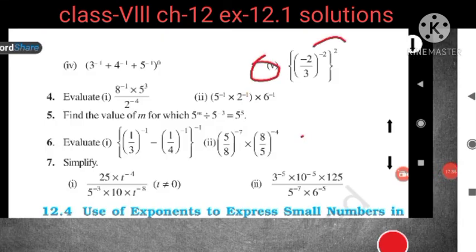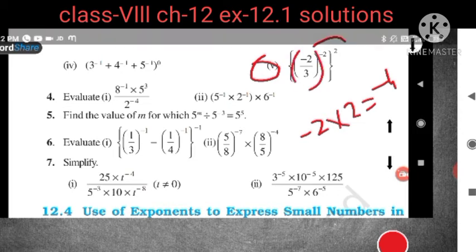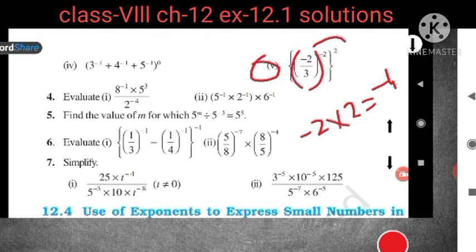That means first you will multiply minus 2 into minus 2, which is equal to how much? It will become minus 4. Now what will be the power? So the power for both these fractions will be minus 4. After that, again you will solve. This power minus 4 should be for minus 2 also and for 3 also. Okay, and then you will evaluate.